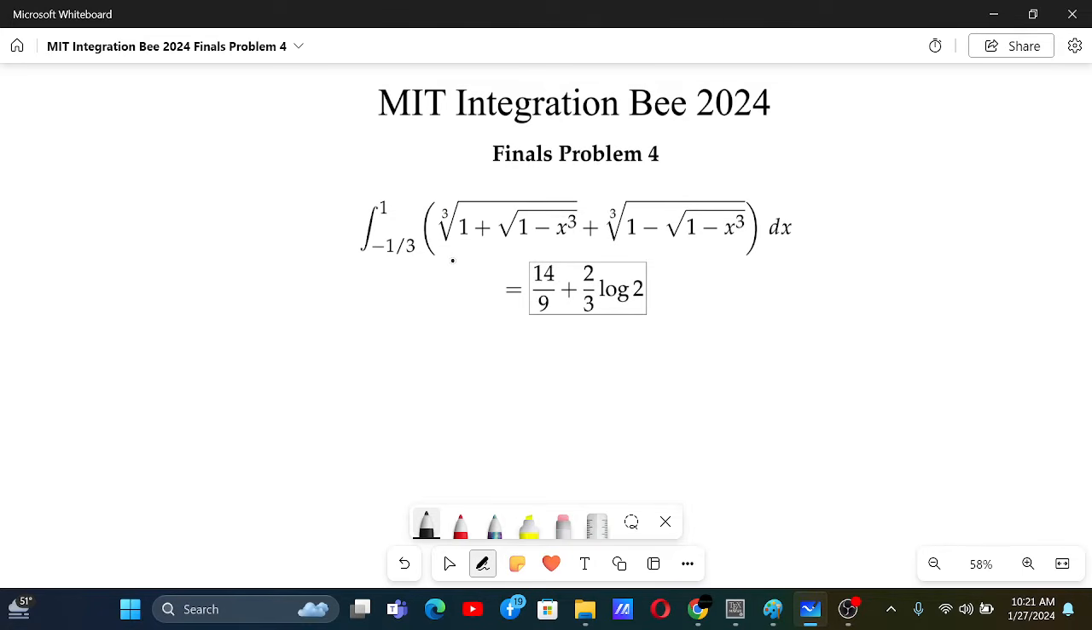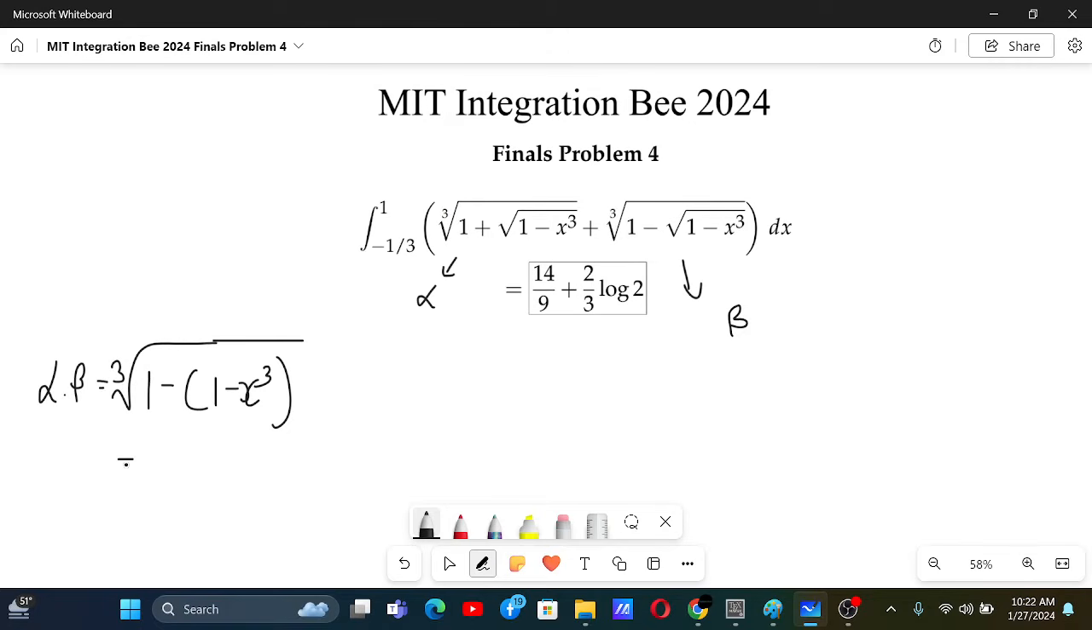If you try to make some observations, for example, let's say this part is alpha and this part is beta, if you take the product of alpha and beta, you will see that the product will be the cube root of 1 minus x cube, using the formula a square minus b square, and now this is just the cube root of x cube, so that's x. See that it's really a simple quantity.